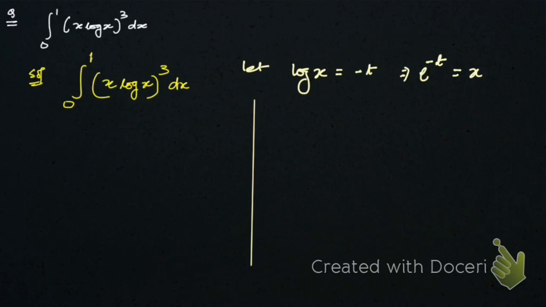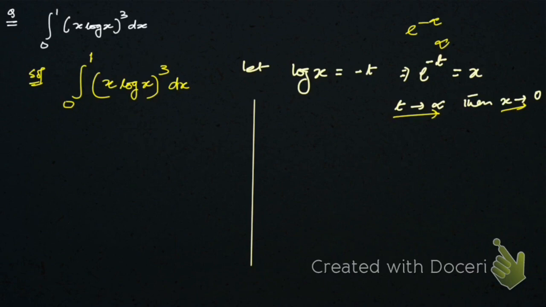So now you see, here we have lower limit 0, upper limit 1, right? So when t is infinity, x will be 0, because e to the power minus infinity is 0. That's why we have taken here minus t in order to get e to the power minus t. And then for t tends to infinity, x tends to 0, right?